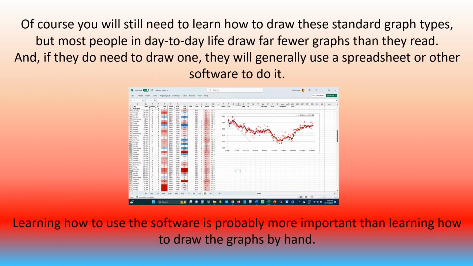Of course, you will still need to learn how to draw these standard graph types, but most people in day-to-day life draw far fewer graphs than they read. And if they do need to draw one, they will generally use a spreadsheet or other software to do it. Learning how to use the software is probably more important than learning how to draw the graphs by hand.